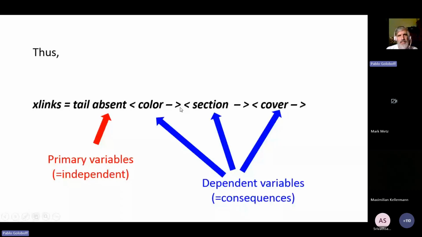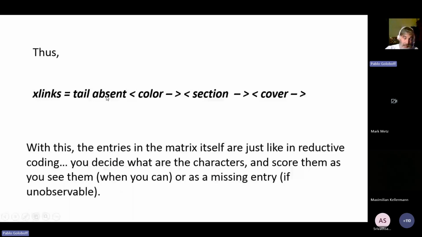So with this, the entries in the matrix itself are just like in reductive coding. So you would be coding the tail as a 0-1 character, the color is a 0-1 character if you have only two colors, and a question mark when the tail is absent, right? Then you decide what the characters are, tail, color, and so on, and you score them as you see them when you can, or as a missing entry, when the character is unobservable. But the matrix would be exactly as in reductive coding, but you need to specify then, later, the dependencies between the characters.